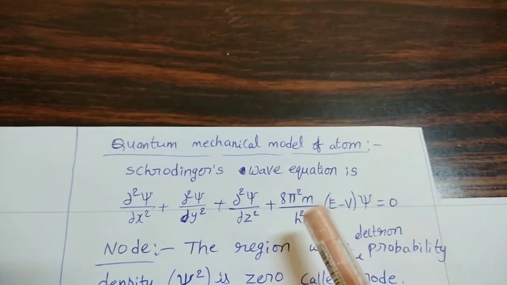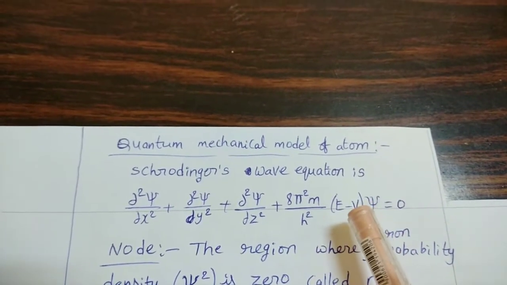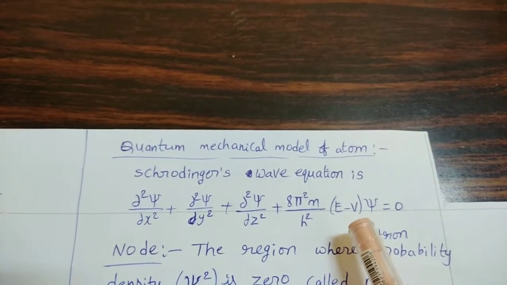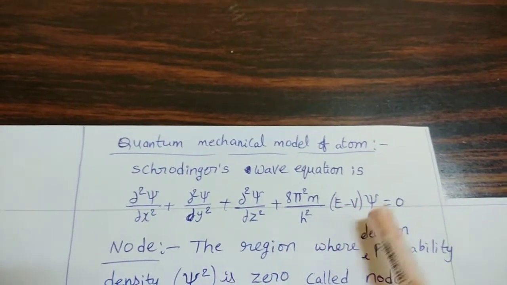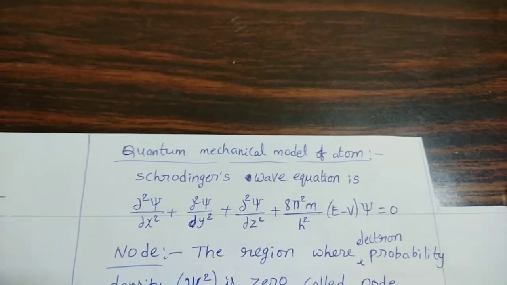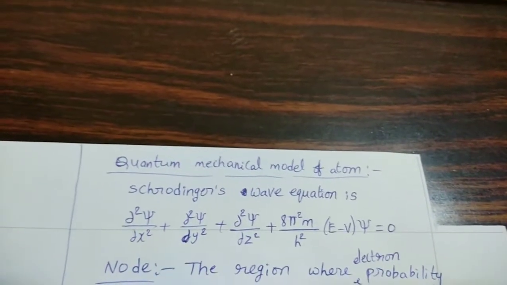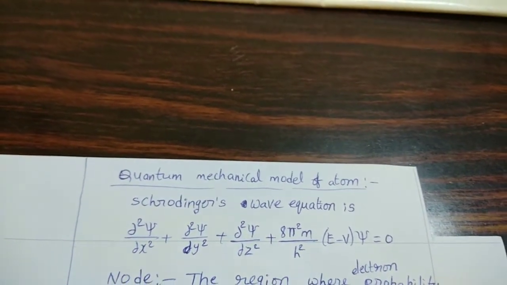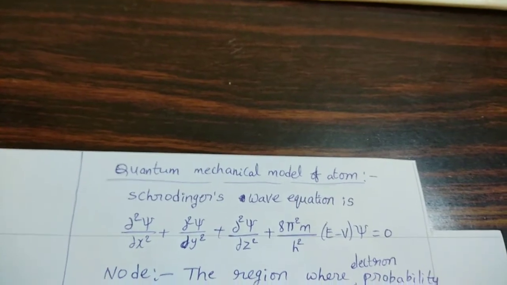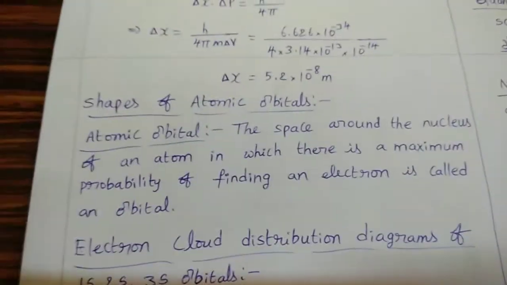The derivation of this Schrodinger wave equation and its solutions you will learn at the post-graduation level. At this +1 level, just remember this equation. Based upon this quantum mechanics, we can define what is an orbital, what is the energy of an orbital, what is the size of the radius, everything we can get. Now, shapes of atomic orbitals. What are the shapes of atomic orbitals?